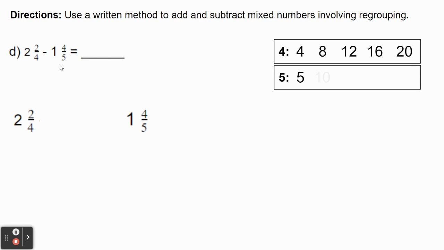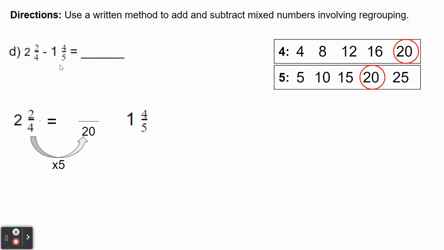Here we have 5, 10, 15, 20, and 25. When we look at both of these lists of multiples, we can see that 20 is the first multiple in each list. So 20 is going to be our common denominator. Let's rewrite 2 and 2/4 where the denominator is 20. We need to ask ourselves, what do we multiply by 4 to get to 20? Well, 4 times 5 gets us 20.